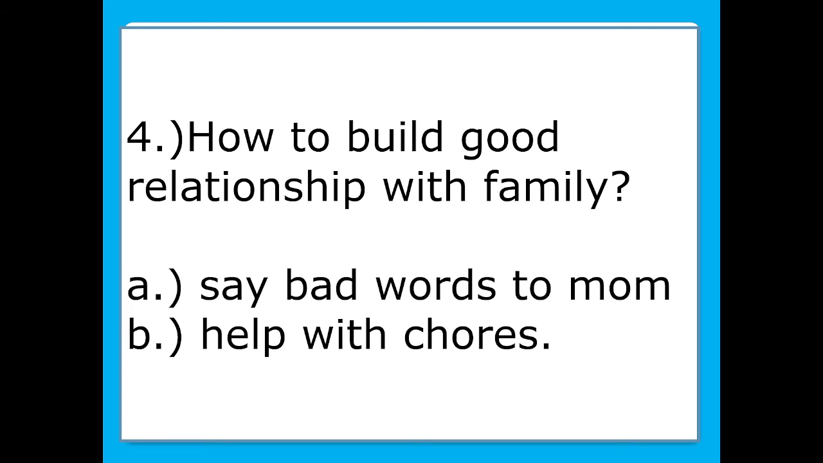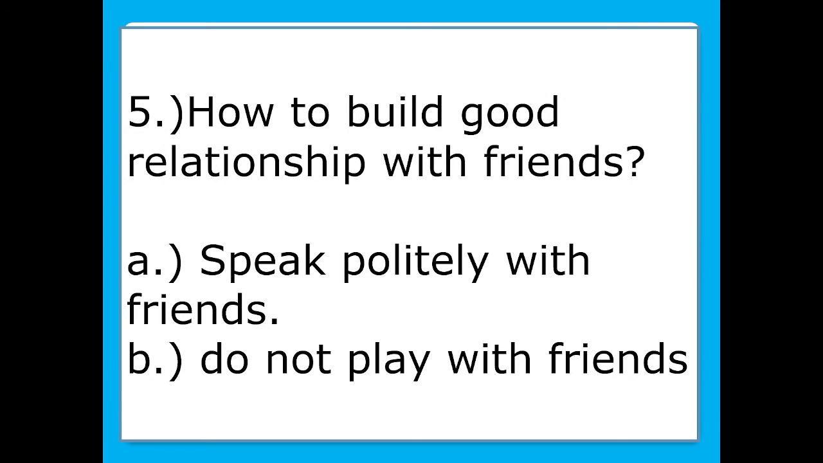Number four, how to build good relationship with family. A, say bad words to mom. B, help with chores. Okay, so number four, the answer is letter B. Okay, so number five, how to build good relationship with friends. A, speak politely with friends. B, do not play with friends. Okay, so number five, it's letter A, speak politely with friends.